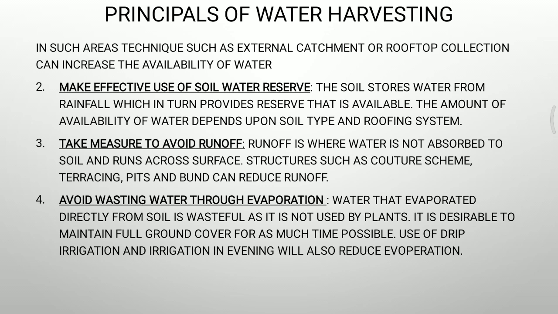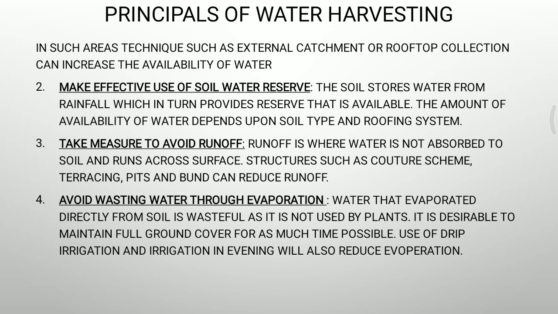Third point, take measures to avoid runoff. Runoff is where water is not absorbed by the soil and runs across the surface. Structures such as contour schemes, terracing, pits and bunds can reduce the runoff. So runoff is the water that is not absorbed by the soil and it is wasted. That's why we have to do contours or terracing or pits, or we have to build bunds so that the runoff is reduced. Avoid wasting water through evaporation. That is the fourth principle.